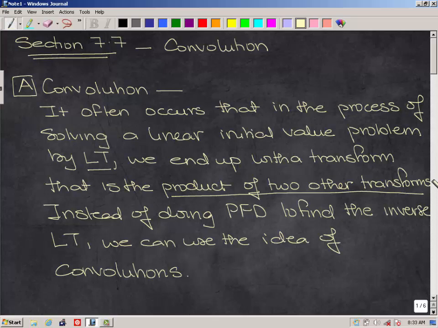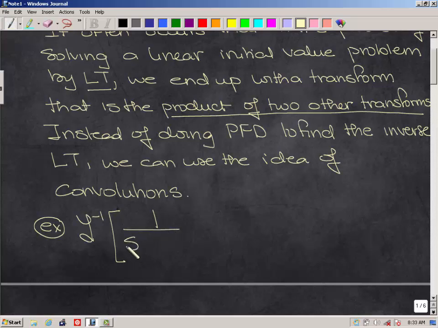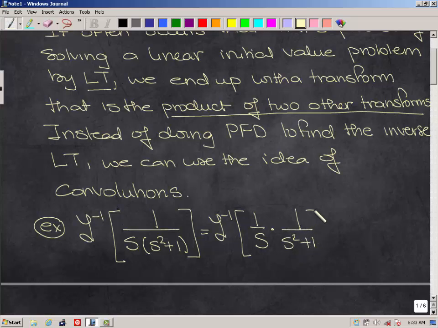So what do I mean by that? Well, let's take a look at this. Let's say we are trying to find the inverse of this. We have 1 over s times s squared plus 1. Now, you can think of this as a product of two transforms. The first one is 1 over s, times 1 over s squared plus 1.